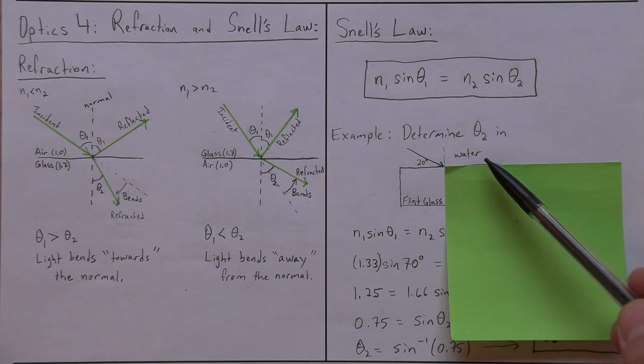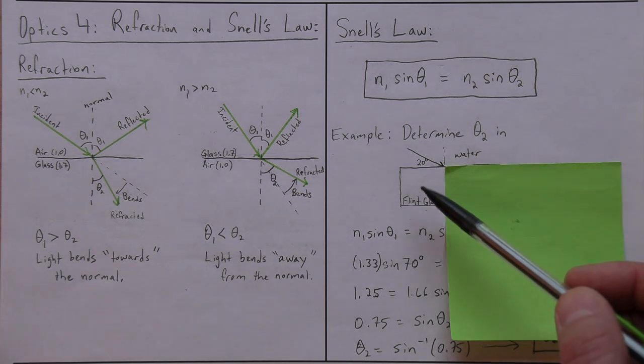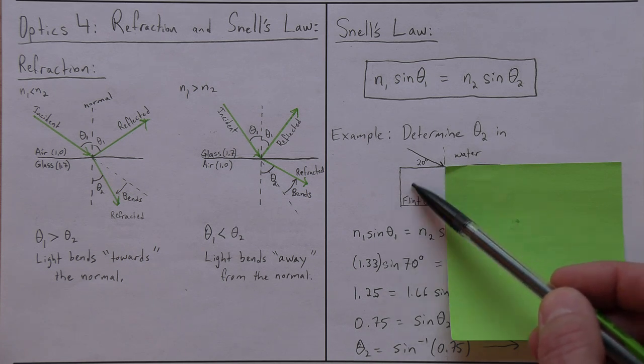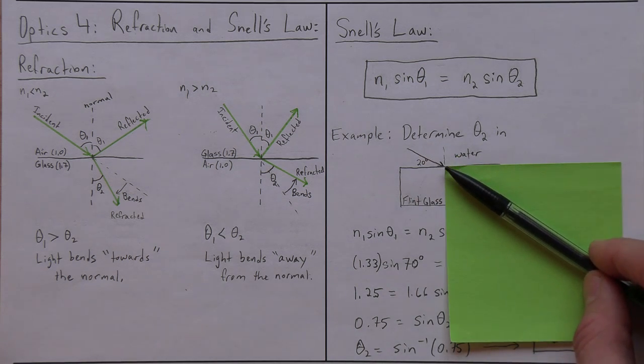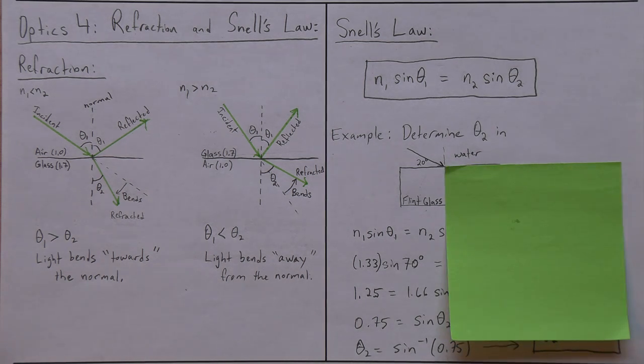First of all, I'll mention this. Water has an index of 1.33 and this is 1.66. So we're going from 1.3 to 1.7. We're going to a higher index. Does the light bend towards the normal or away from the normal?